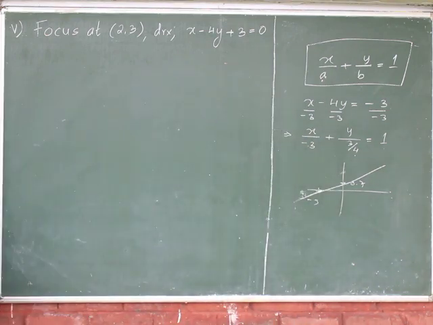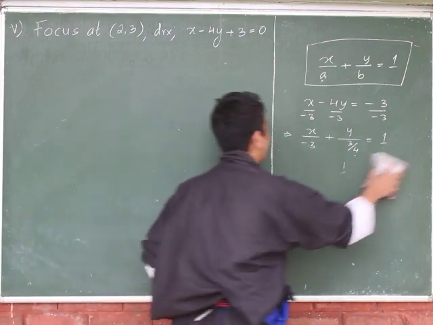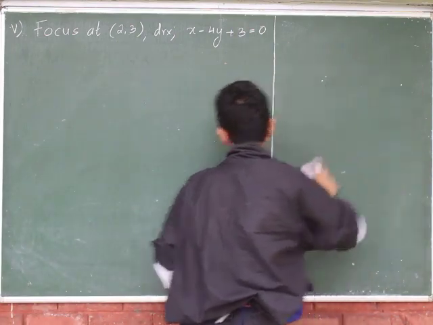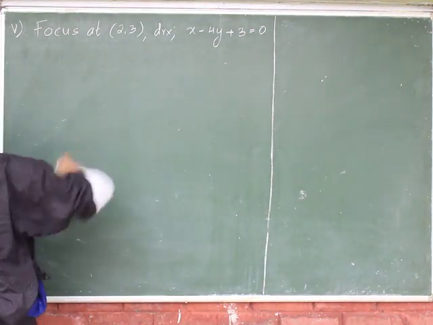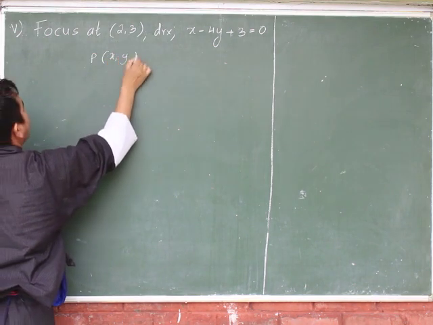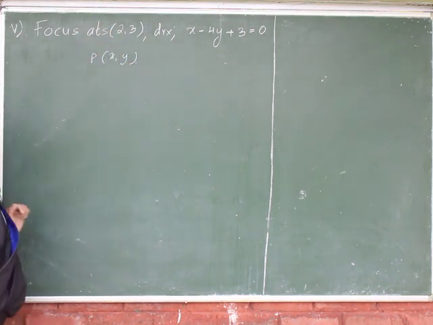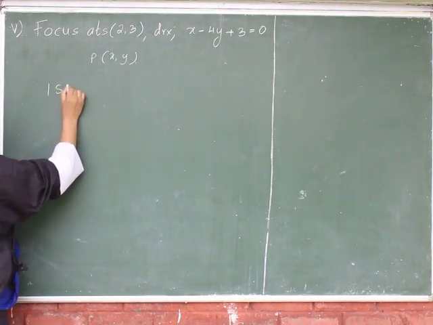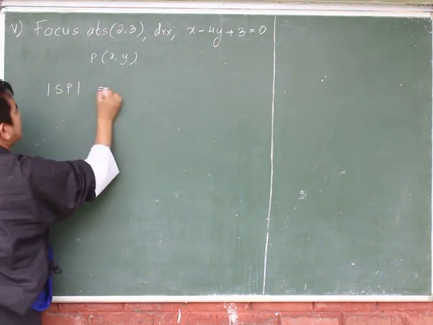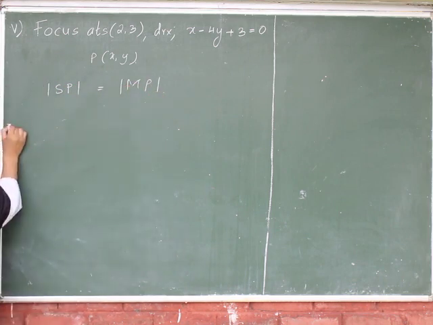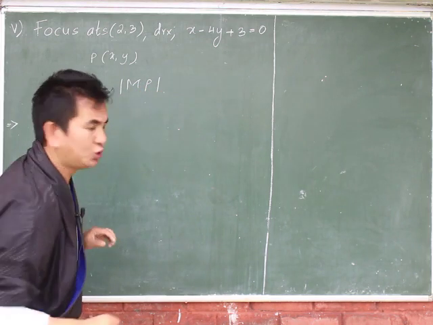So directly what we can do here is start solving the question. Now in order to solve this, as usual, let me take a point P(x, y). You know this is the focus, yes or no? So directly use the definition of parabola. The definition of parabola is modulus of SP equals modulus of MP. So SP is the distance between 2 points.